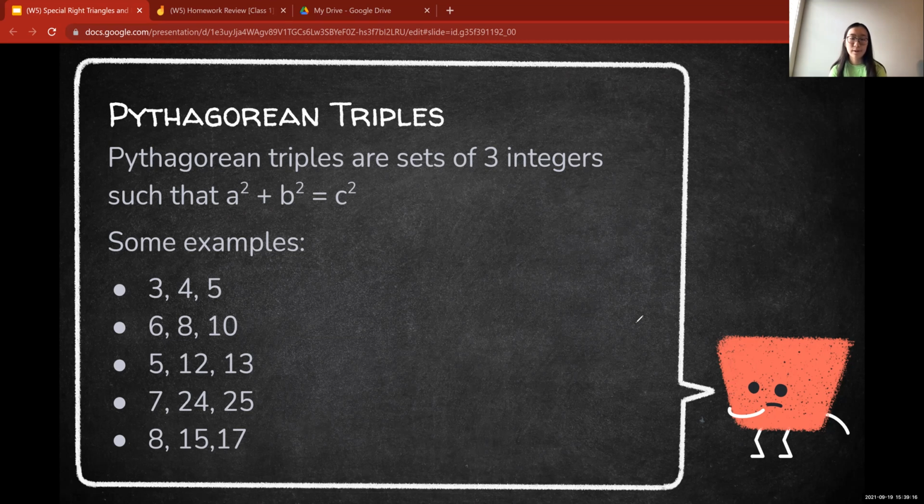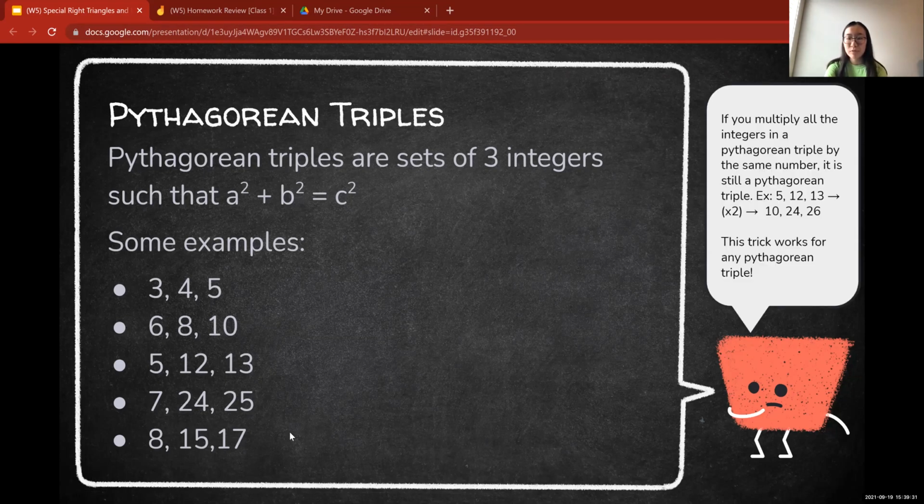Some examples are 3, 4, 5, since 3 squared plus 4 squared equals 5 squared, and then 6, 8, 10, 5, 12, 13, 7, 24, 25, and then 8, 15, 17. It's often helpful to memorize those. And if you multiply all of the integers in a Pythagorean triple by the same number, it's still going to be a Pythagorean triple. For example, 5, 12, 13 is a Pythagorean triple, and that multiplied by 2, or 10, 24, 26, is also a Pythagorean triple.